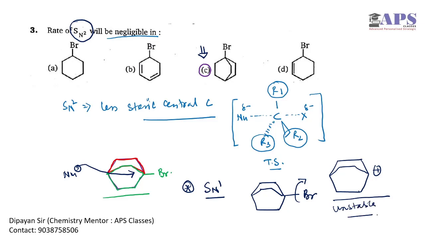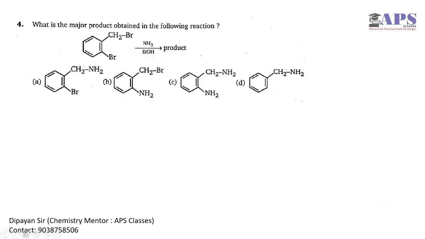So in this molecule, we can say that SN2 and SN1 both are impossible. So the question was negligible SN2 reaction, and for this question our answer is going to be option C. Okay. So moving forward to question number 4.